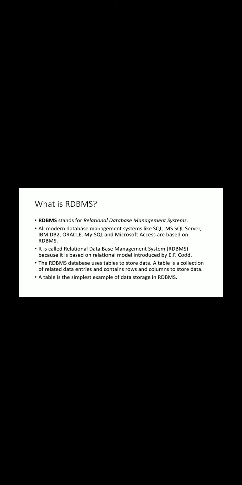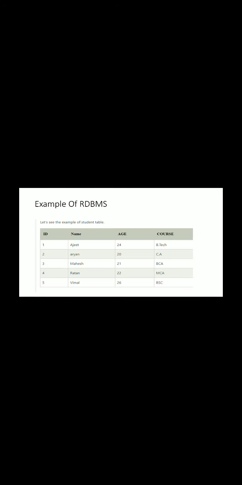A table is a collection of related data entries and contains rows and columns to store data. A table is the simplest example of data storage in a Relational Database Management System. An example of the Relational Database Management System is shown in the figure. It consists of the student table, which consists of different attributes such as the ID of the student, the name of the student, age of the student and the course.